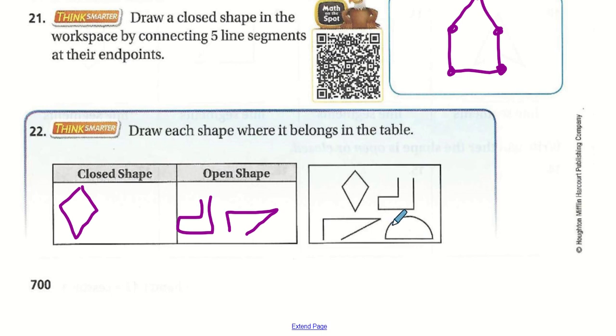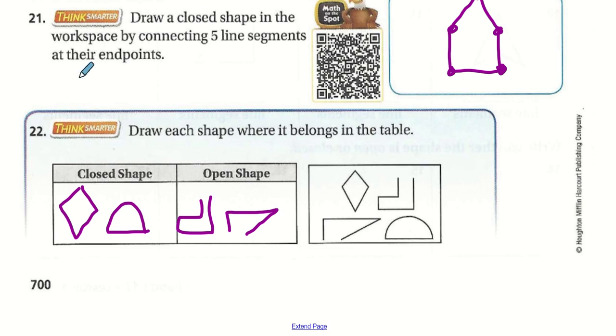Okay, this one, it's like a half circle, but it is all connecting. There is no opening or gap. So that one is a closed shape. Try to draw them pretty similar to what they are over here. Put them in the boxes or in the table where they belong.